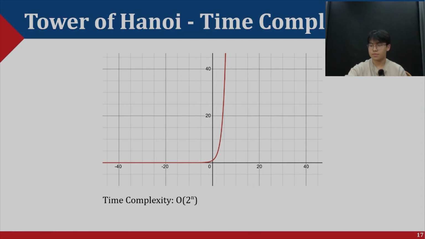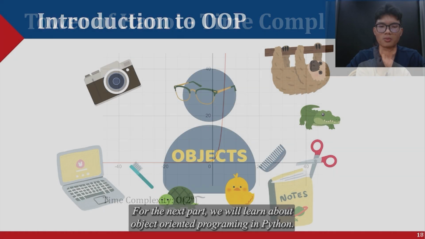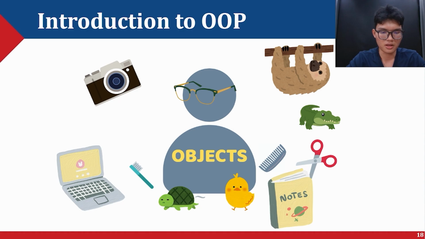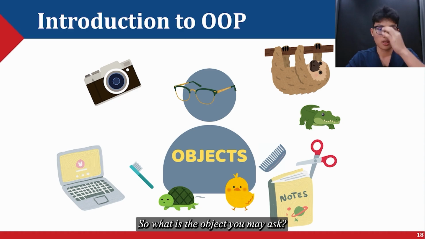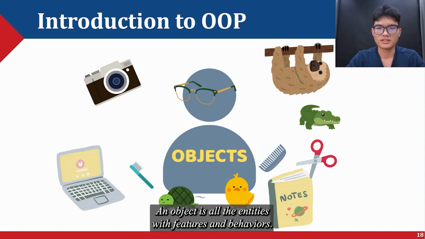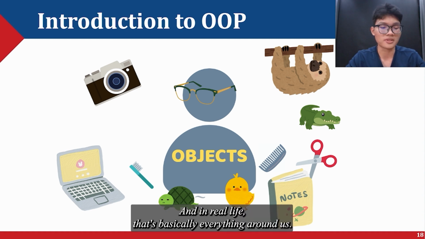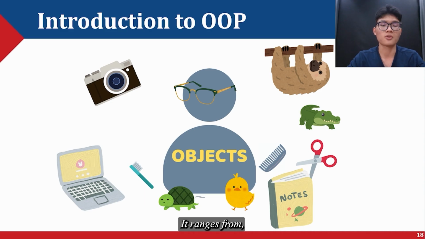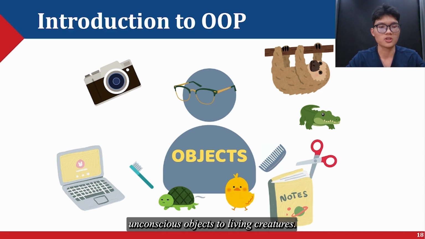Yes. For the next part, we'll learn about object-oriented programming in Python. So what is an object, you may ask? An object is any entity with features and behaviors. And in real life, that's basically everything around us. It ranges from inanimate objects to living creatures.